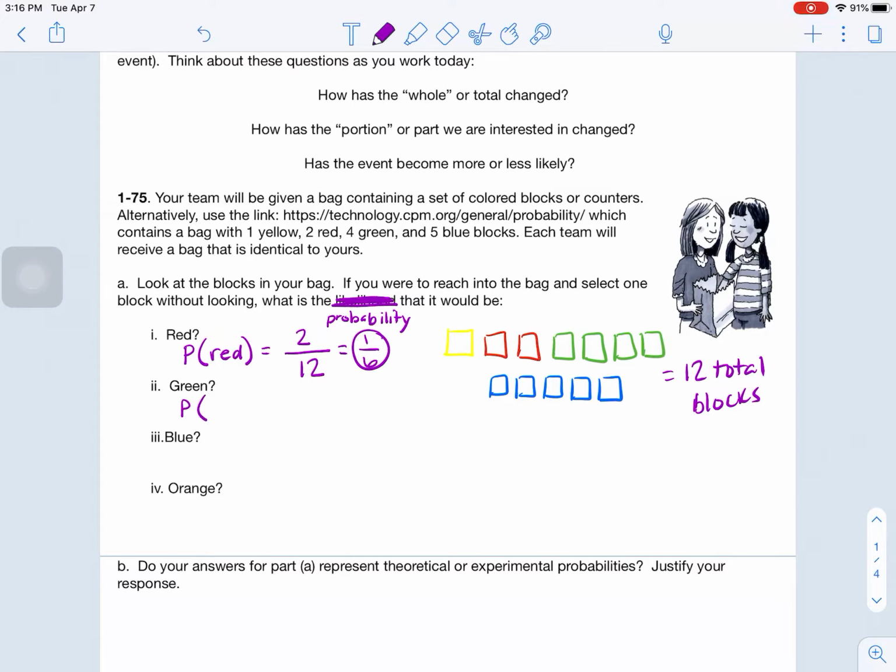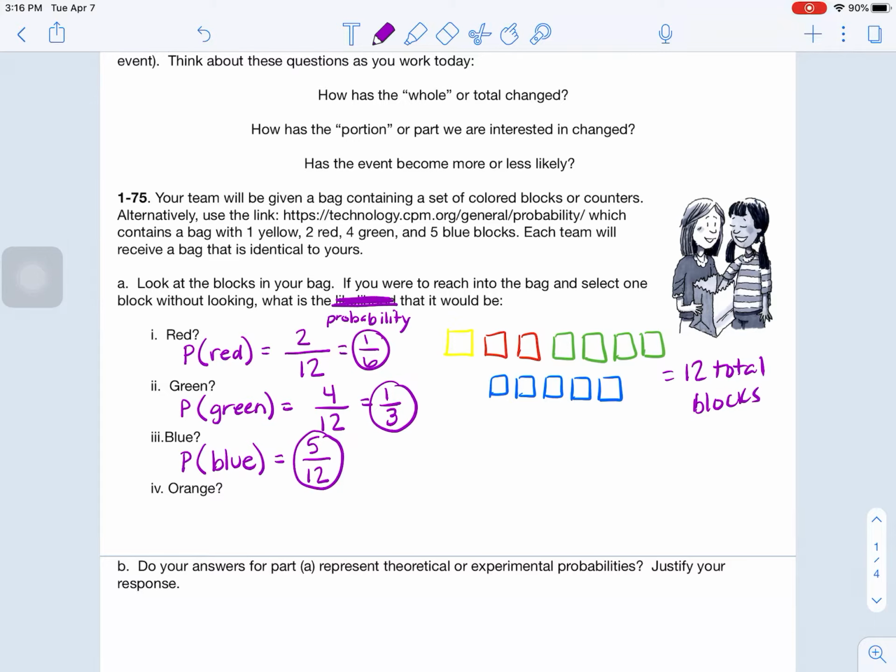Then I'm going to go for green. My probability of green, again, it's out of 12, but this time there are 4 green blocks. So that's going to represent 1/3. Let's go ahead and do the probability of blue. Again, that's out of 12, and there are 5 of them, and that one cannot be simplified.